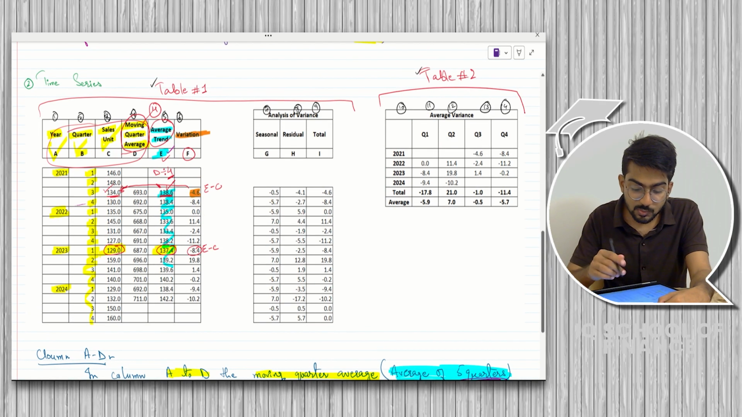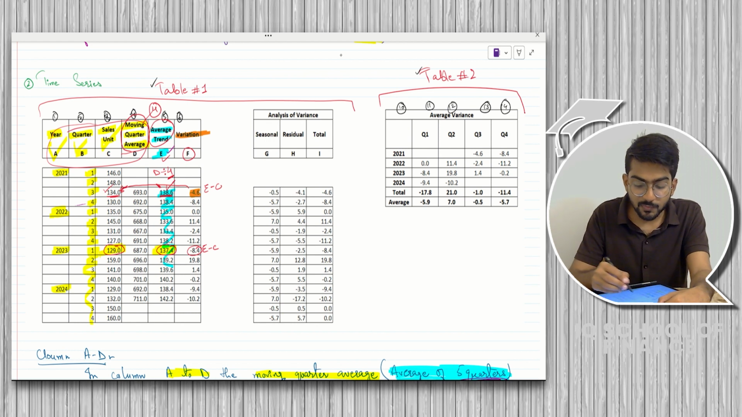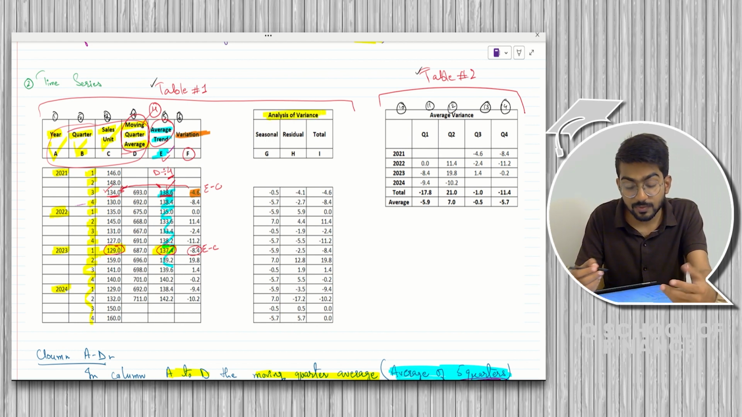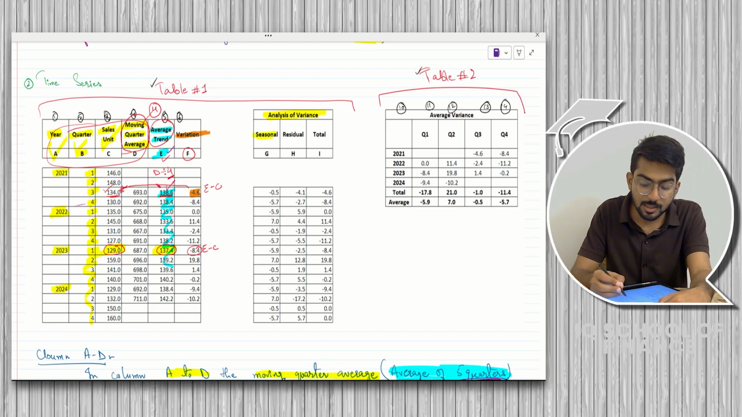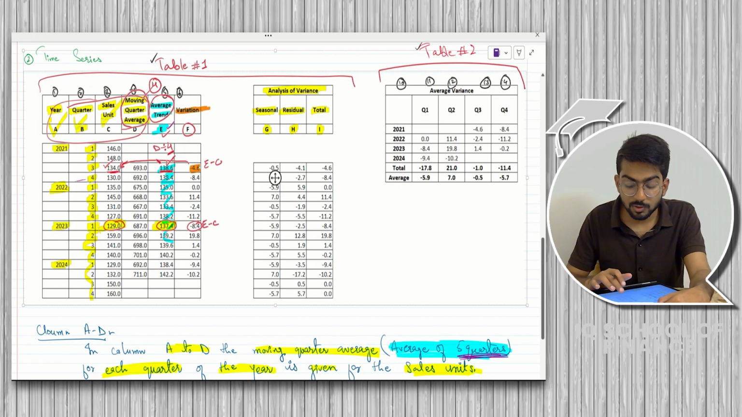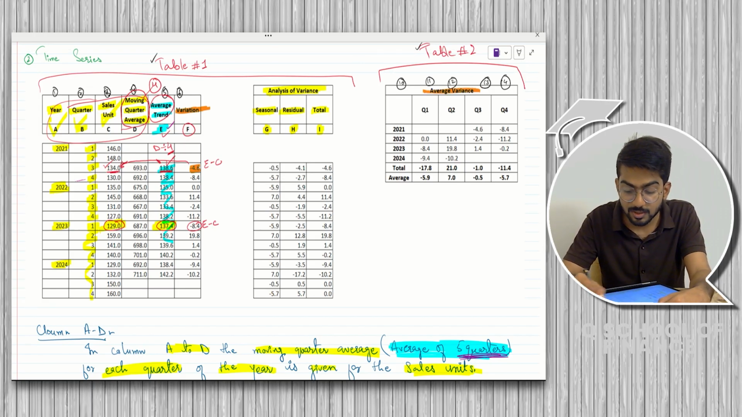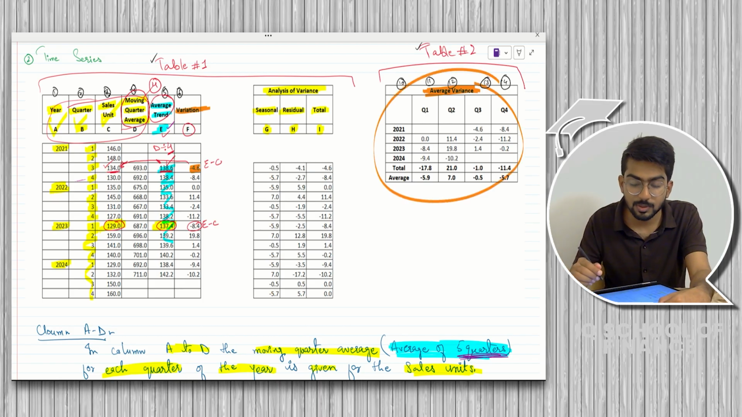Now let us move towards the variance analysis and let me clear it a bit. For variance analysis, or analysis of the variance, we have a seasonal, residual and the total column: column G, H and I. For this table, we have to look at this average variance column, right? And see how this is being calculated. After covering this table, we would come again at this.